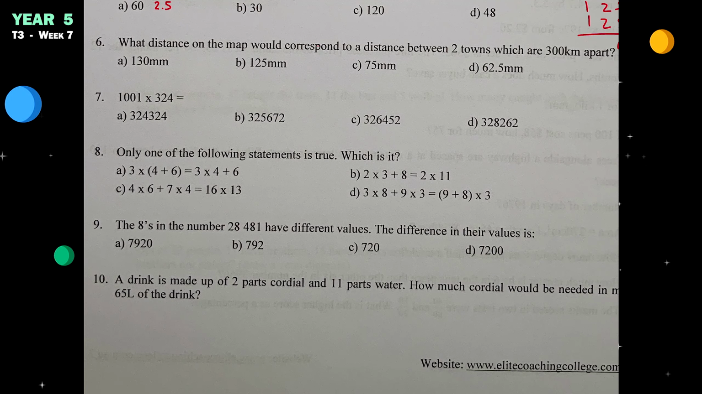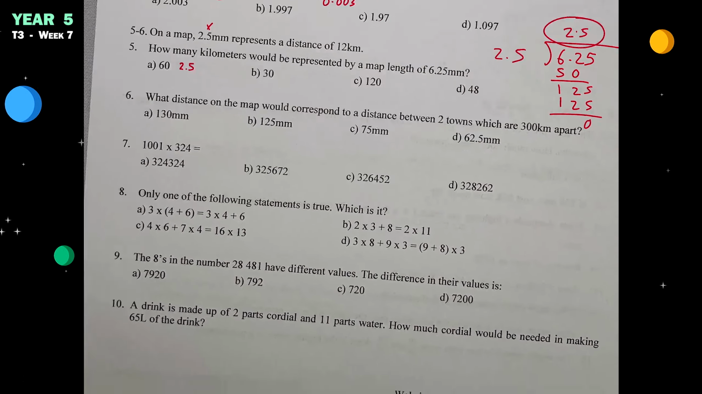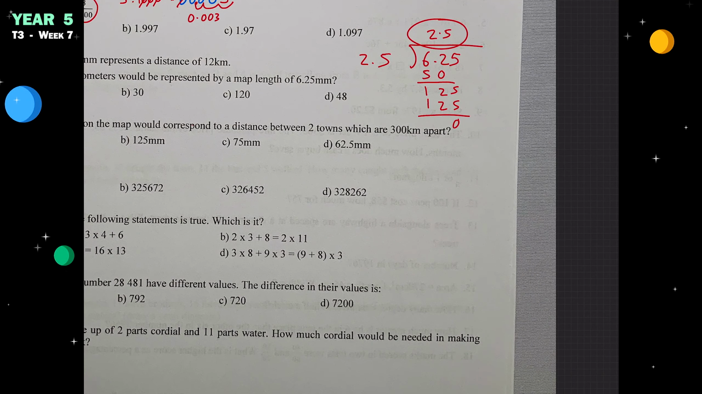Next one is, what distance on the map would correspond to a distance of 2 towns which are 300 kilometers apart? Okay, so we know that 2.5, this is map, is the same as in real life 12 kilometers. Now the question is, if I have 300 kilometers, what will be the map distance of that?